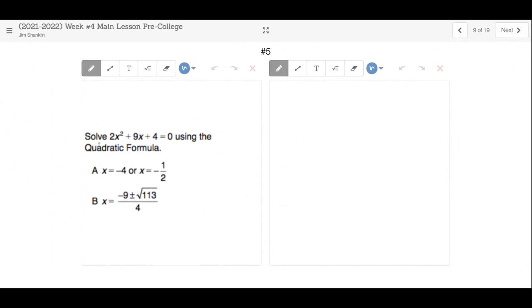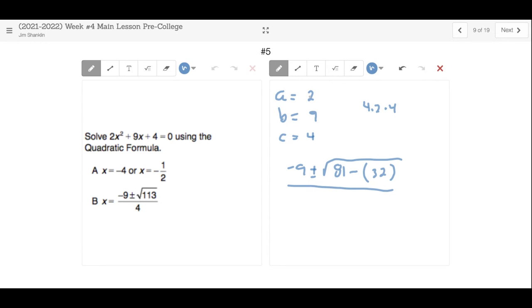Number 5, it says solve 2x squared plus 9x plus 4 using the quadratic formula. Okay. When I use the quadratic formula, first thing I do is figure out what A, B, and C are. My A value is 2. My B value is 9. My C value is 4. So negative B is negative 9 plus or minus the square root of 9 squared, which is 81, minus 4 times A times C. So is that 32? All over 2 times A. Well, A is 2 this time, so 2 times 2 is 4.